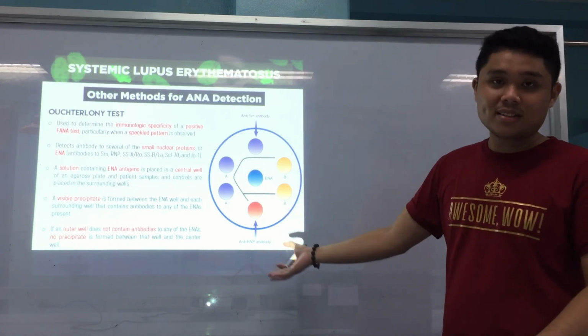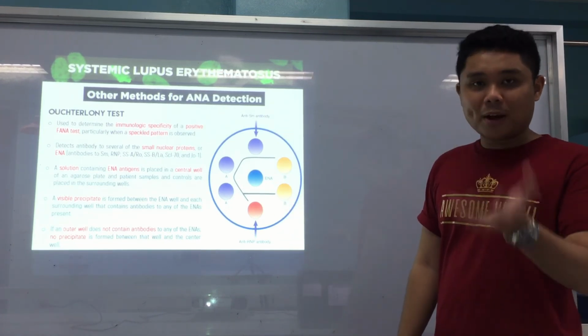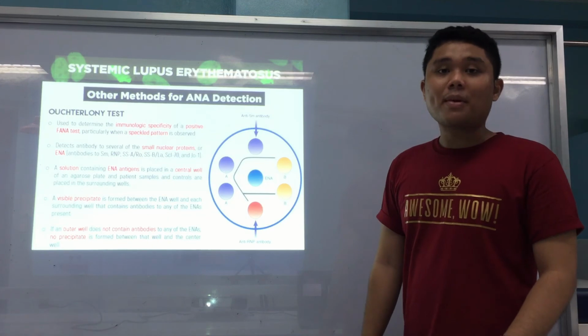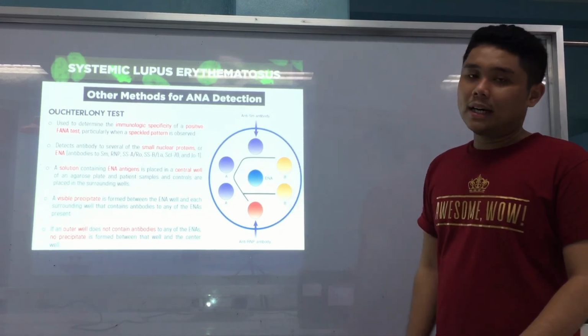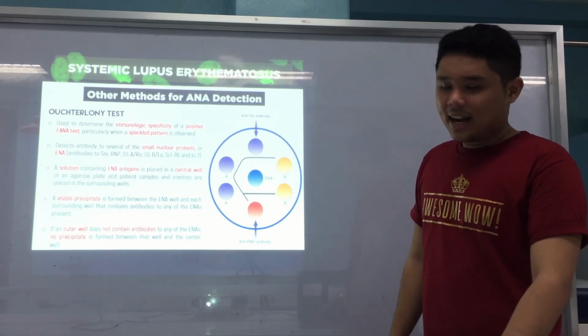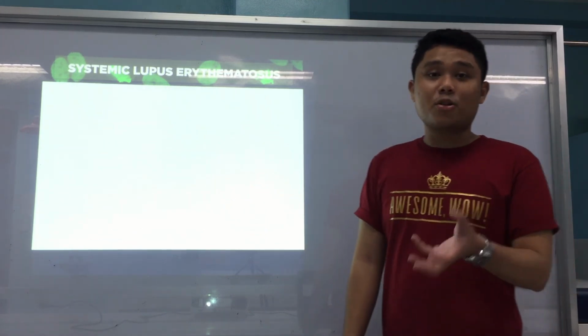Okay, again, this is from your Stevens book. But again, for speckled pattern lang, speckled, you confirm it with your Ouchterlony. Alright. Okay. Ayan. Now, those are all for antinuclear antibodies.